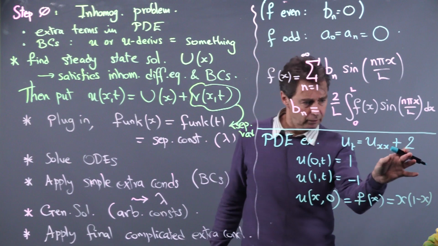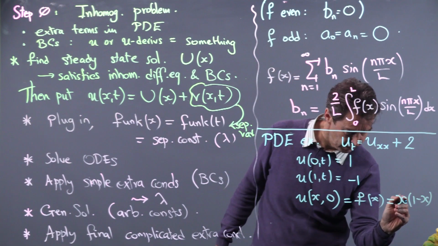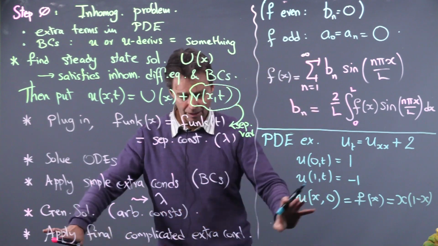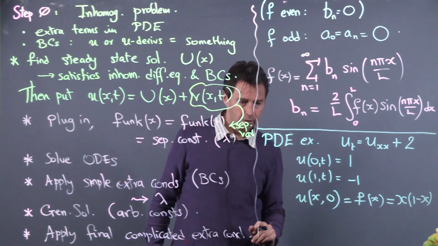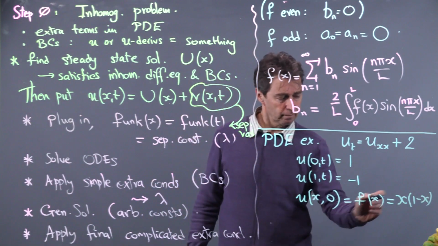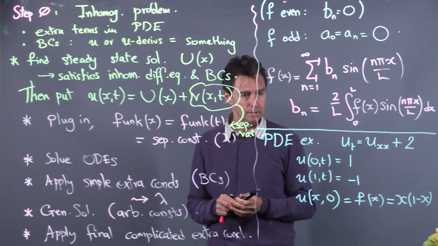So with the 2 there and the 1's there and this particular function here, I ought to be able to go through the whole business, find a general solution and calculate what all of the coefficients are in this general solution based upon this boundary and initial data. So that's the problem.